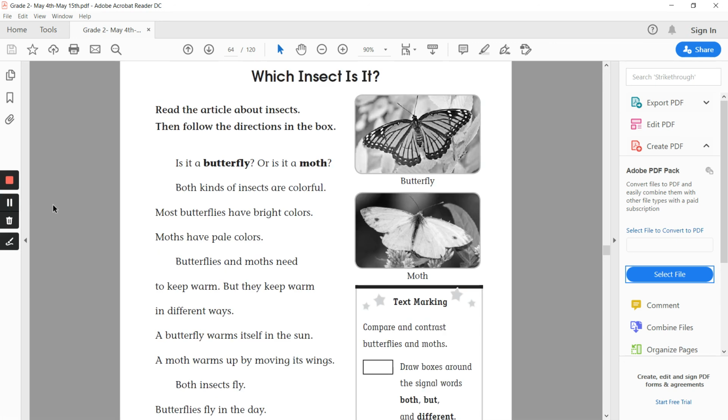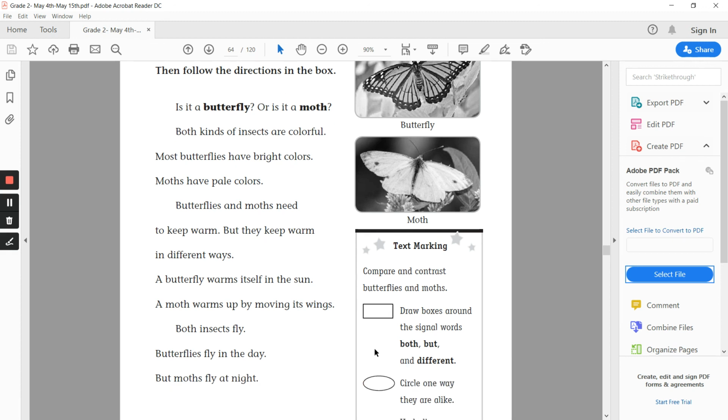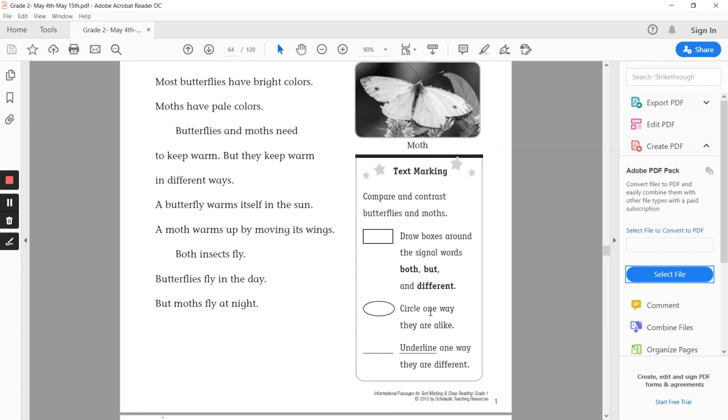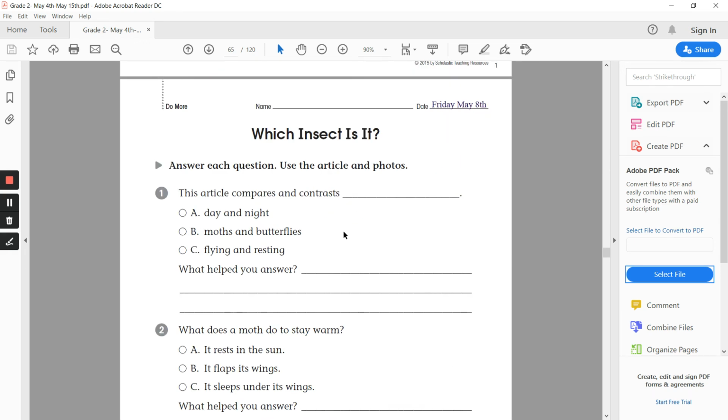On the next page in your packet, you're going to read an article about some more insects and mark up the text to compare and contrast butterflies and moths. You're going to put boxes around the signal words both, but, and different. Circle one way butterflies and moths are alike or the same, and underline one way they are different. Then answer each question using the article and photos and include details for your answers.